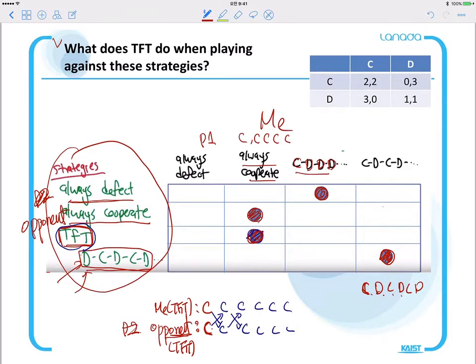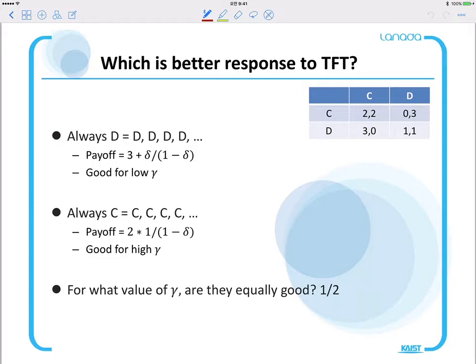Make sense? I'm just giving you the explanation of how T4-10's outcome depends on the strategy of my opponent. Good. Now you probably have an understanding of T4-10.